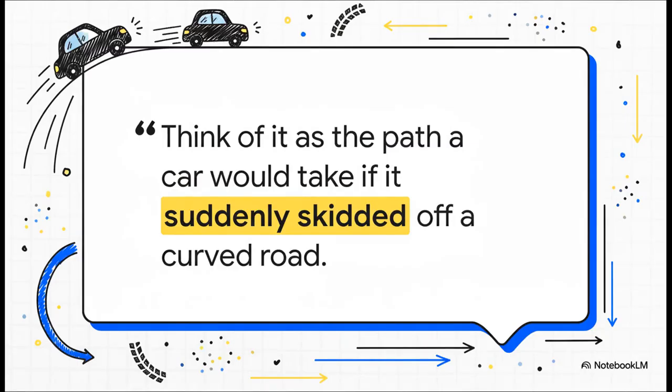And this right here is probably the best way to think about it. Imagine you're driving along a sharp curve, and your tires suddenly lose their grip. The car's going to fly off in a straight line, right? Well, that line is the tangent. It perfectly captures your direction and momentum at the exact instant you started to skid.